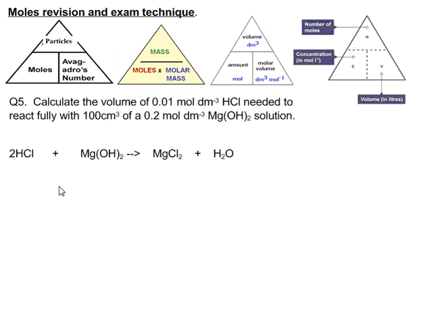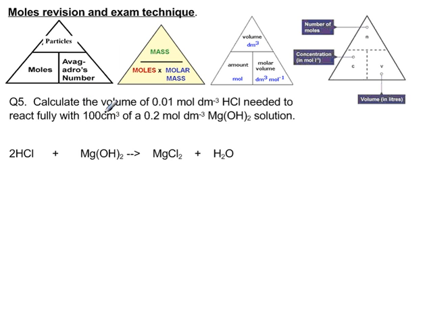Okay, next question. We're asked to calculate the volume of a 0.01 moles per litre hydrochloric acid, which is needed to react fully with 100 centimetre cubed of 0.2 moles per litre magnesium hydroxide solution. So this is a lot of information in this question. So we need to be very careful how we deal with all the information we've got.